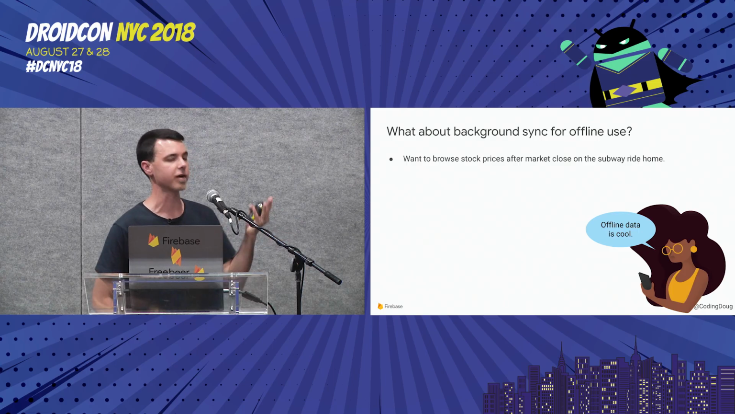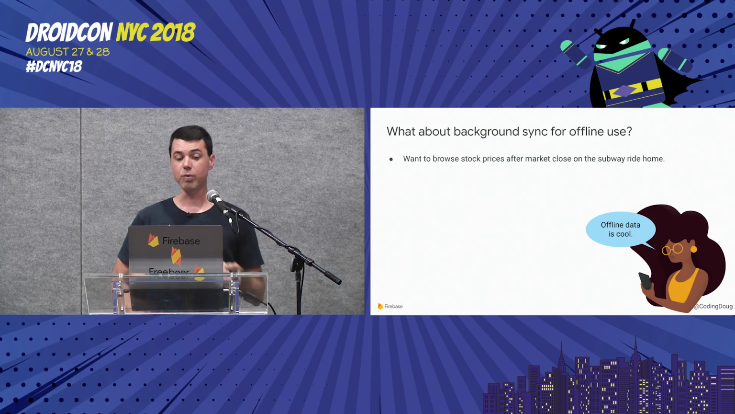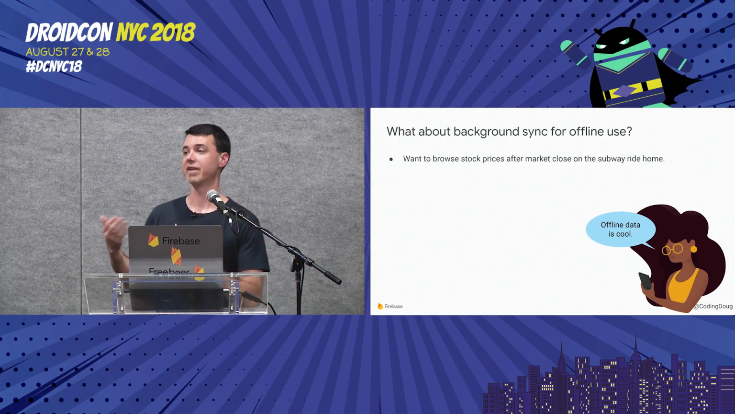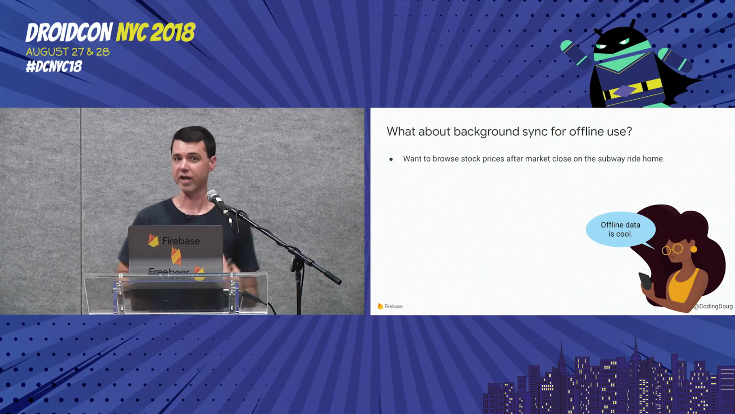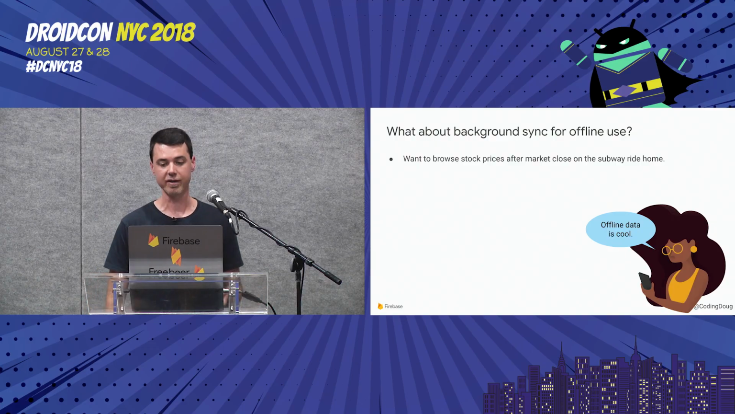So take our stock tracker, for example. Say you want to browse stock prices after the market closes. Markets close at 4 p.m. weekdays. So imagine that you go home at 5 p.m., you want to browse your stock prices, but you're in a subway and you don't have any connectivity. Well, what do I do? I still want my app to be usable. I feel like I should be able to use my app, but I don't need real-time updates. I'd rather just view cached data.